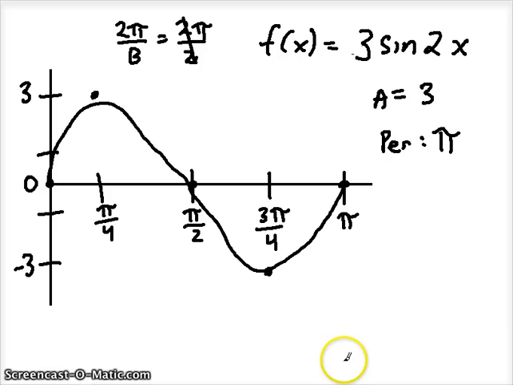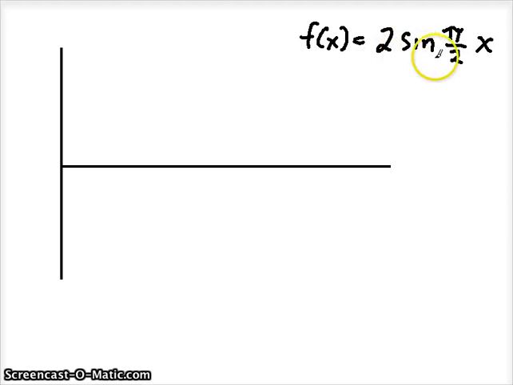Let's do one more. Let's see if I can get down here. There we go. This time 2 times the sine of pi over 2x. So let's find the amplitude. Amplitude is going to be 2, so I know that my maximum is going to be 2 and my minimum is going to be -2.